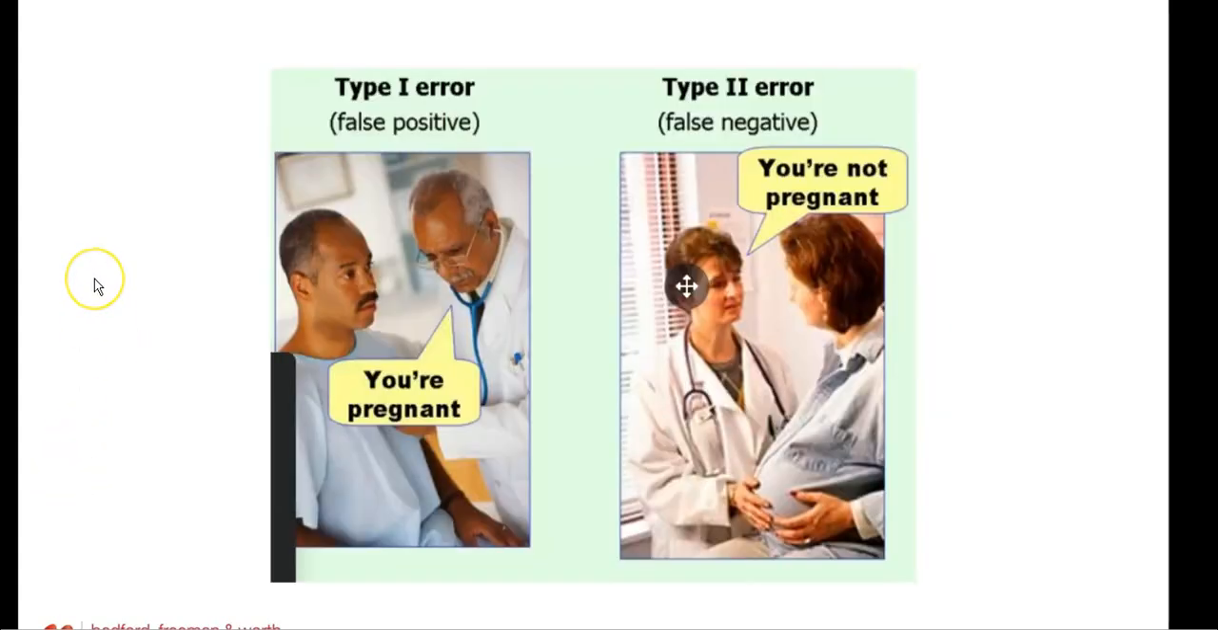If you're having trouble remembering, a type 1 error is a false positive, which is, by the way, the alpha level. This would be the slide for you. So that would be like a doctor telling this guy, "You're pregnant." I don't think he's really pregnant. That would be a type 1 error. So it's called a false positive. A type 2 error is this nurse or doctor telling the patient who clearly looks pregnant, "You're not pregnant. You don't have to worry about anything." So that would be a type 2 error.